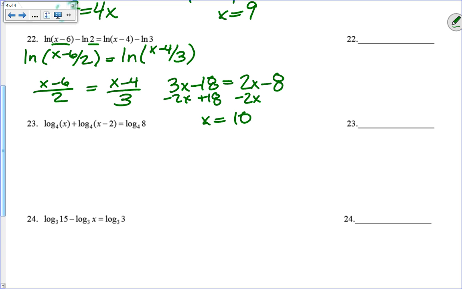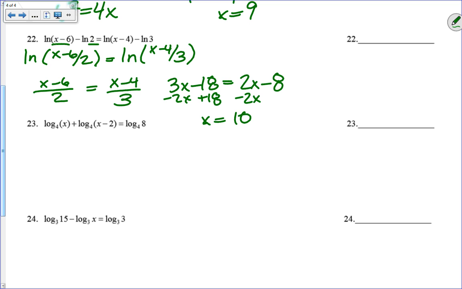So again, we're working with natural logs and logs. We need to make sure that the answer we get out is okay when we plug it back in. It's not going to give us 0 or a negative. And we're okay, right? 10 minus 6 is a positive 4. 10 minus 4 is positive 6. And if we were to combine those together, we would see that we would have what we want on both sides. Okay?